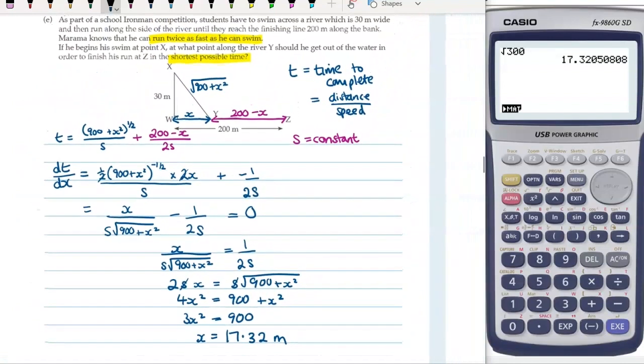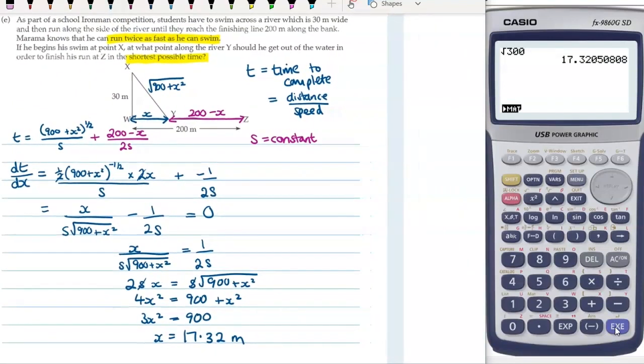So going back to the context here, he should aim to hit Y at 17.32 meters along the bank.